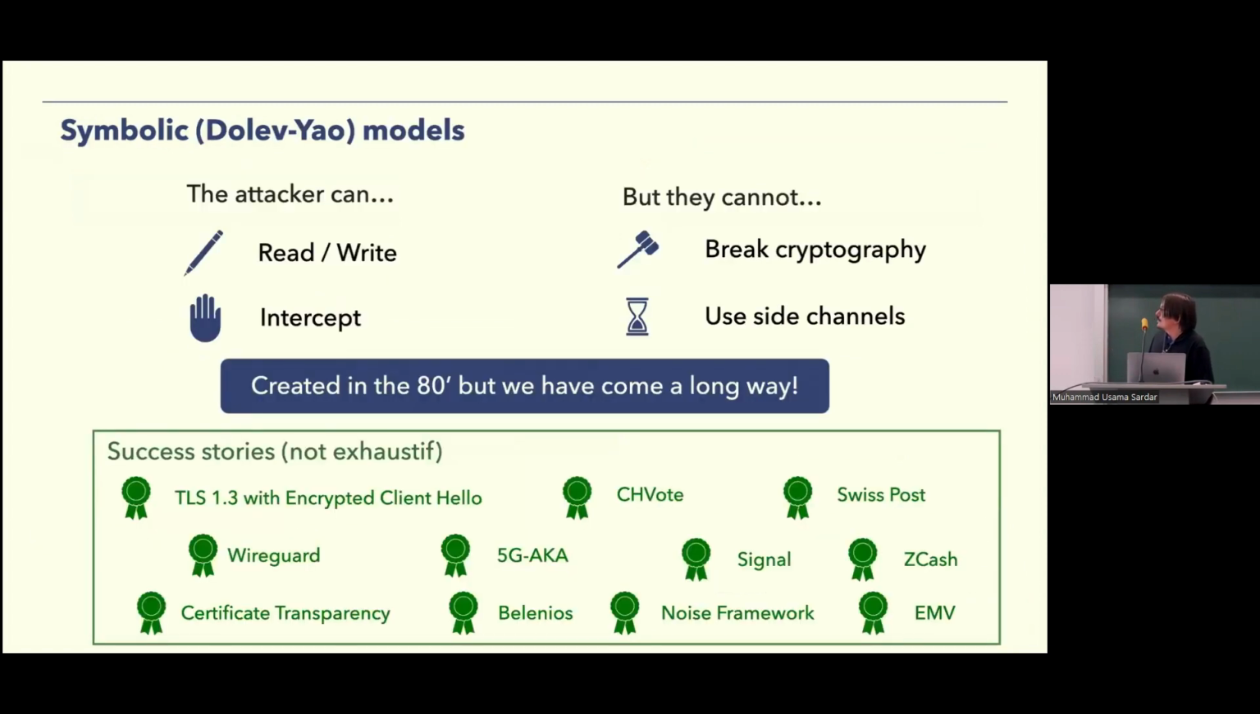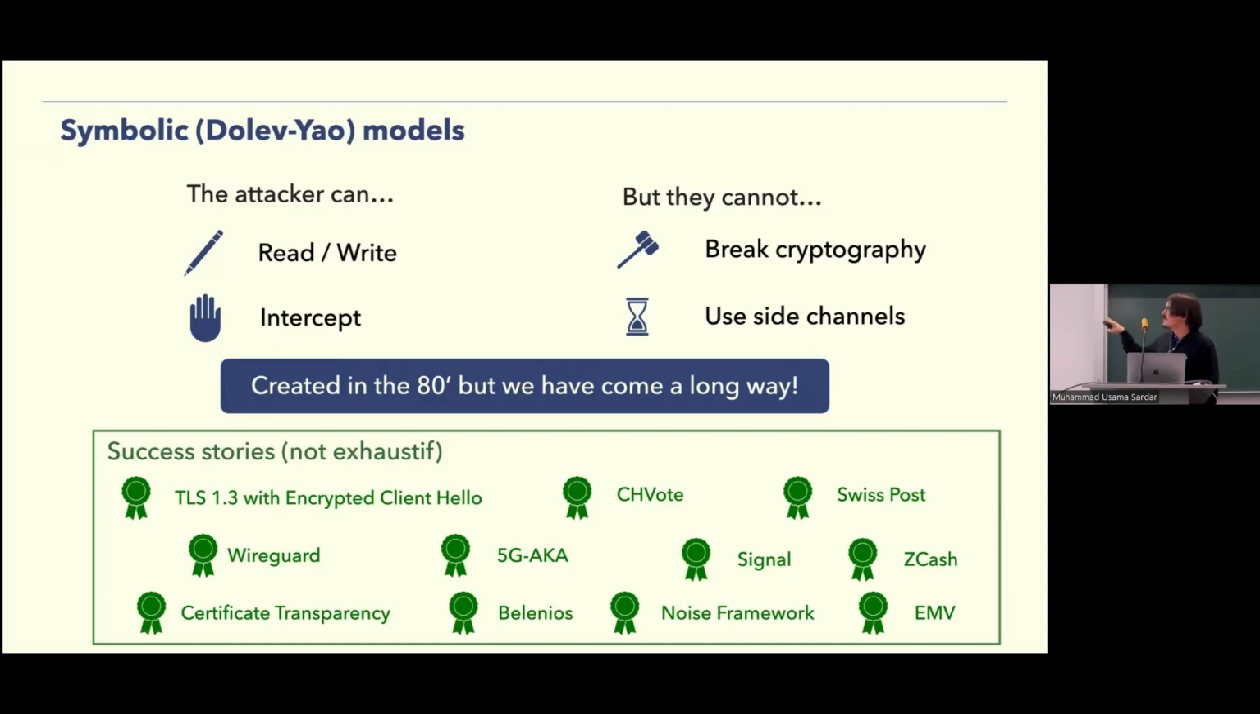Okay, so although I gave you kind of a nice symbolic model, and the attacker is idealized, it's not that nice in the sense that it can still control the full network, so it can read and write on every public channel, or it can intercept messages that you're sending, and of course it can also modify the message depending on what we give it as a tool. But as I mentioned, it cannot break cryptography or use side channel attacks.